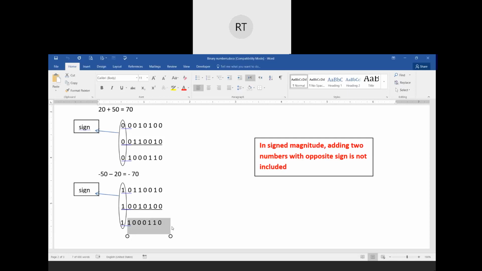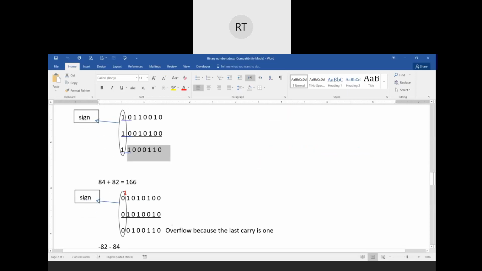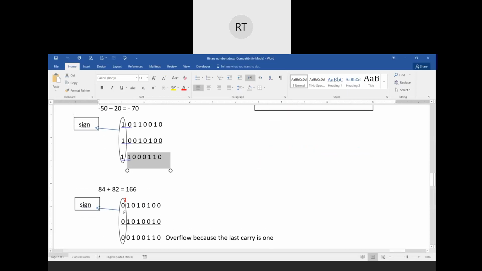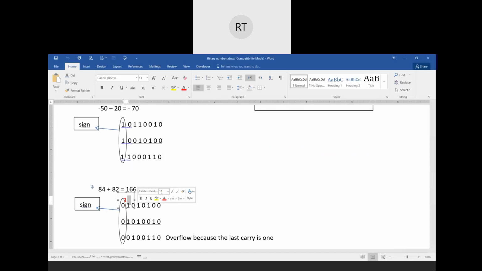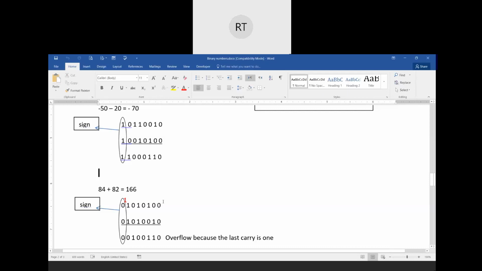Let me show you how do you get an overflow in sign magnitude. I am adding 84 plus 82. So this is 82. I write it as it is. I don't change anything in it. Okay. So this is the representation of the 84, and this is the representation of 82. And I put 0 here because it's plus 84 and 0 here because it is plus 82.